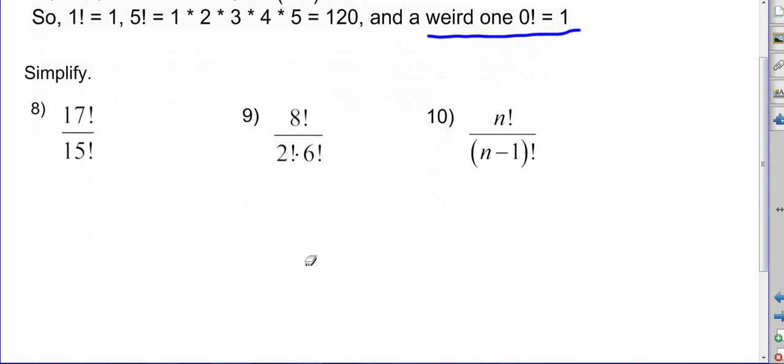Okay, so here we go. 17 factorial divided by 15 factorial. Now remember, 17 factorial means that you're taking 1 times 2 times 3 all the way up to 17. I'm actually going to reverse the order on this and call it 17 times 16 times 15 ... times 1.